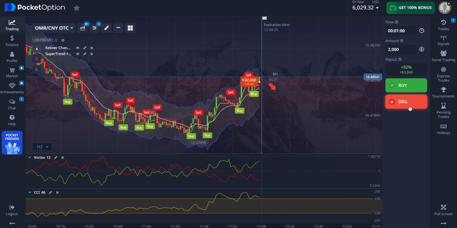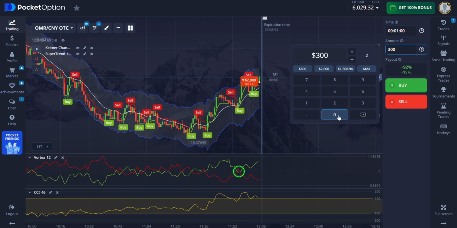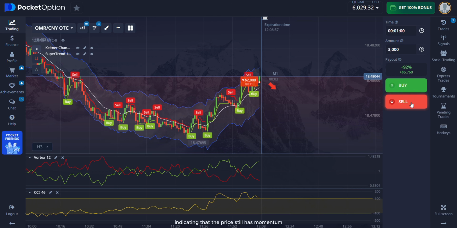It looks like this trade will be a loss, because I made a mistake. I went against the trend. I ignored the buy signal from Supertrend and relied solely on the CCI. Meanwhile, the Vortex indicator shows diverging lines, indicating that the price still has momentum and the trend is continuing. I'll try to recover, so I increased the trade amount.